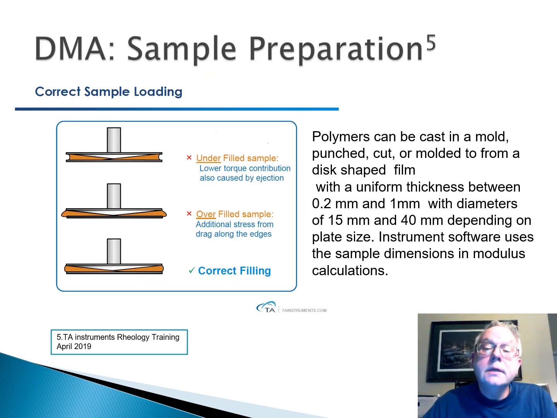Sample preparation. Polymers can be cast in a mold, punched, cut, or molded to form a disc-shaped film with a uniform thickness between 0.2 millimeters and 1 millimeter, with diameters of 15 millimeters or 40 millimeters, depending on the plate size of the instrument. Instrument software uses the sample dimensions in modulus calculations.